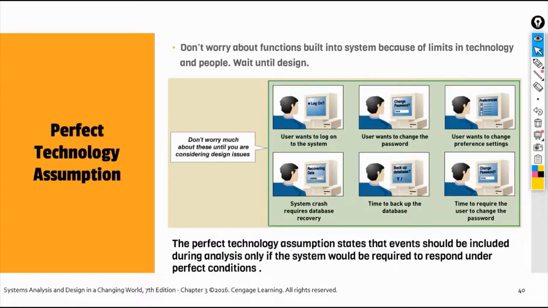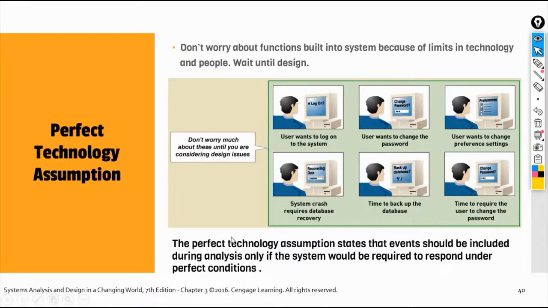One technique used to help decide which events apply to controls is to assume that technology is perfect. The perfect technology assumption states that events should be included during analysis only if the system would be required to respond under perfect conditions.